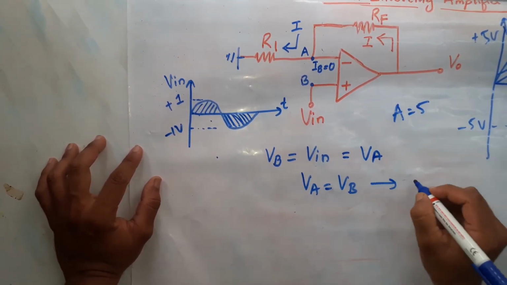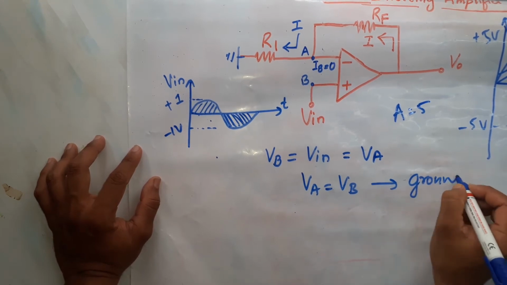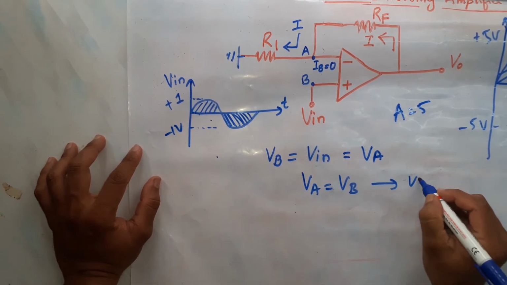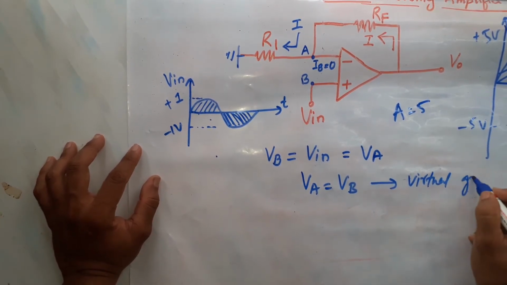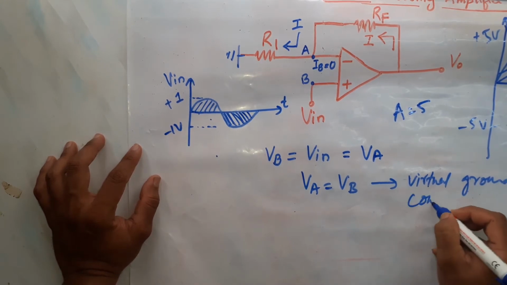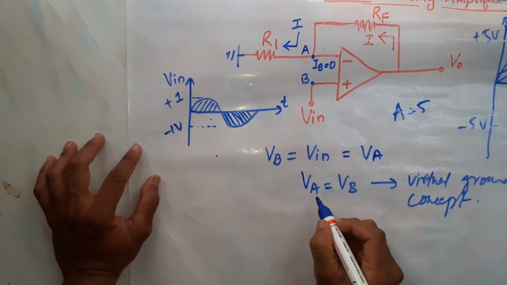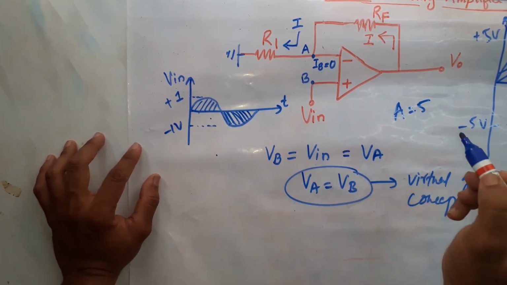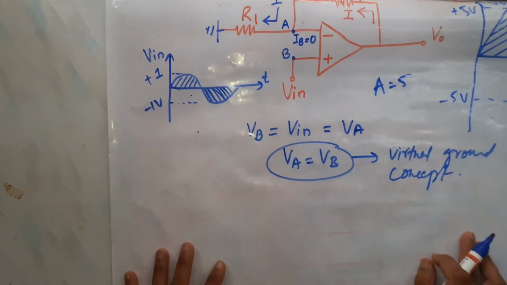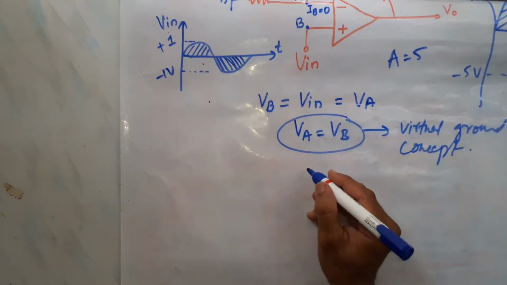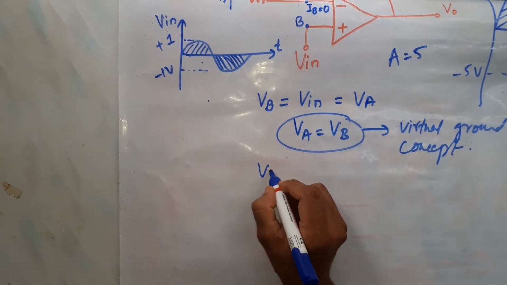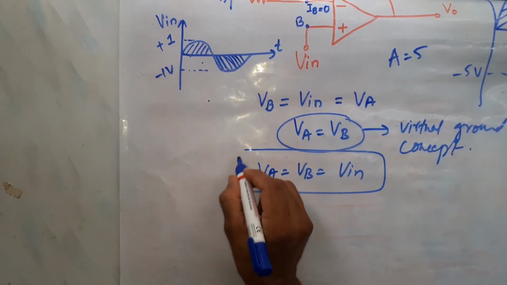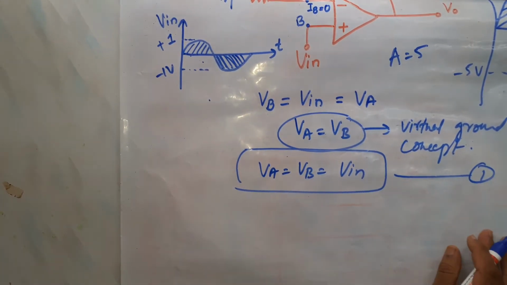All this is from the virtual ground concept. So with this concept, if VB is equal to Vin, then VA is also equal to Vin. You have to assume like this. Now with this assumption I can write VA equal to VB equal to Vin. Keep this as your equation 1.